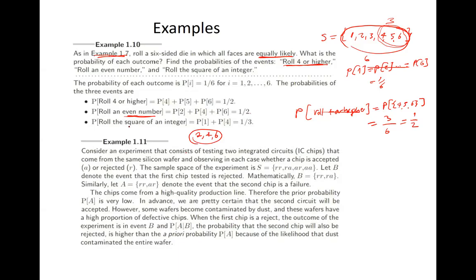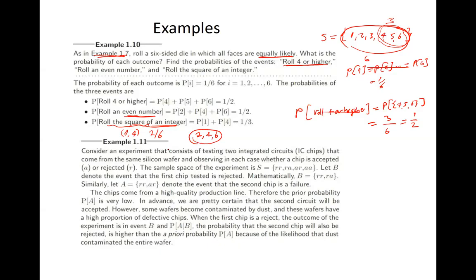Roll the square of an integer. So square of integer. So this event refers to two outcomes, 1 and 4. So it's going to be 2 divided by 6, which is 1/3.